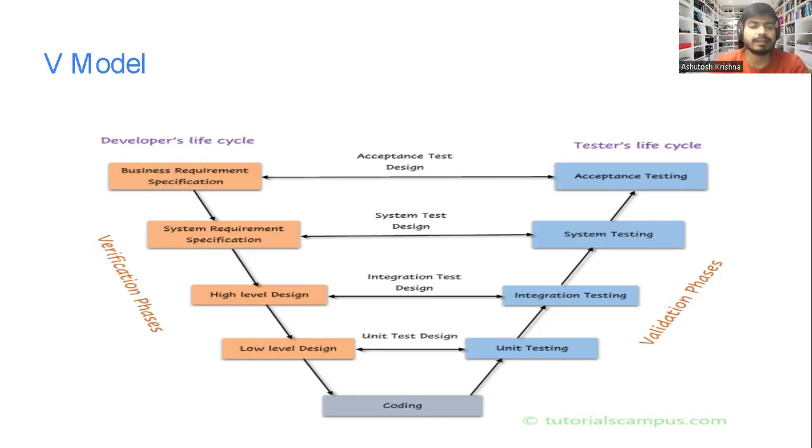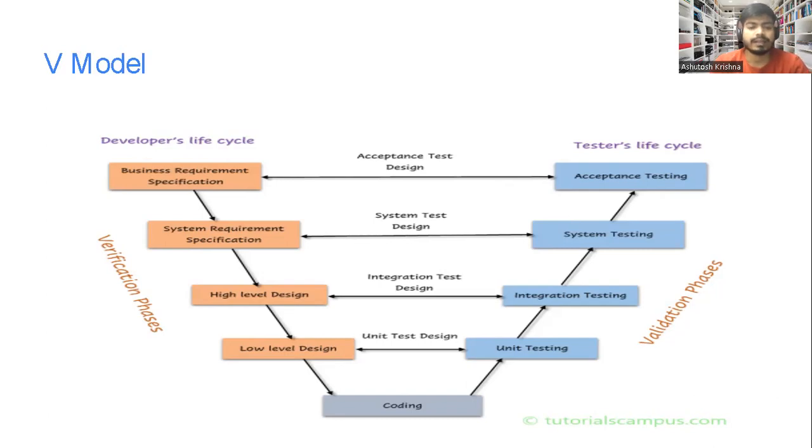So the second part is the system requirement specification. This is basically a technical document in which all the types of software required and all the types of resources that will be required are written. This is also called the SRS document.